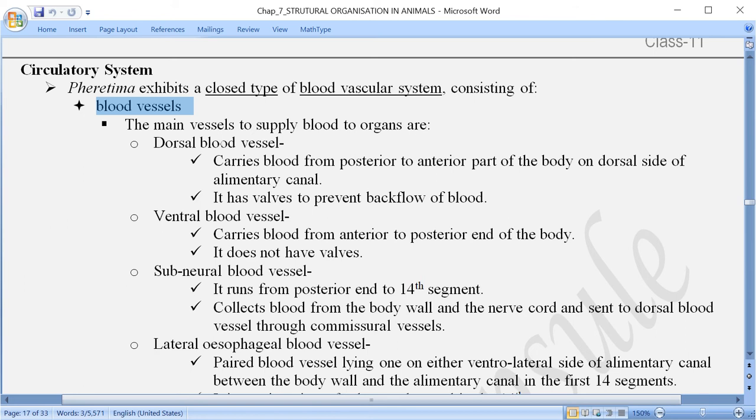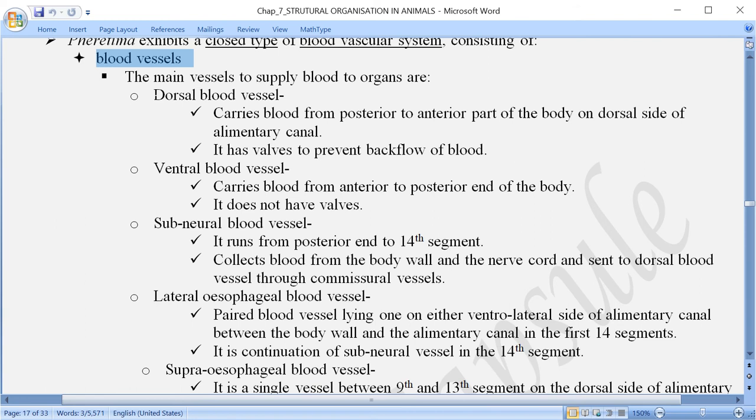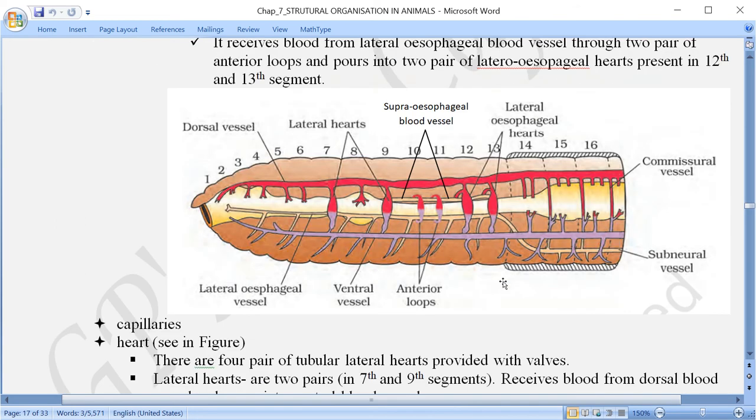Now let us see first of all the blood vessels. The main blood vessels that supply the blood to different parts of the body or different organs, in total, are 5. Let's have a look at this figure. You can see here one is the dorsal vessel, on the dorsal side of the body of the earthworm. Another one is the ventral vessel, on the ventral part. And then you can see the subneural vessel. This is the third one.